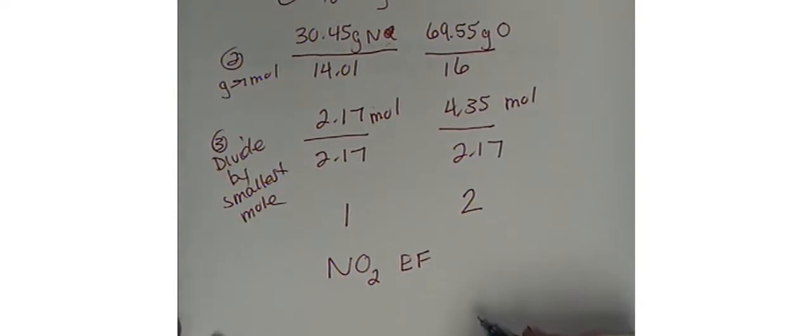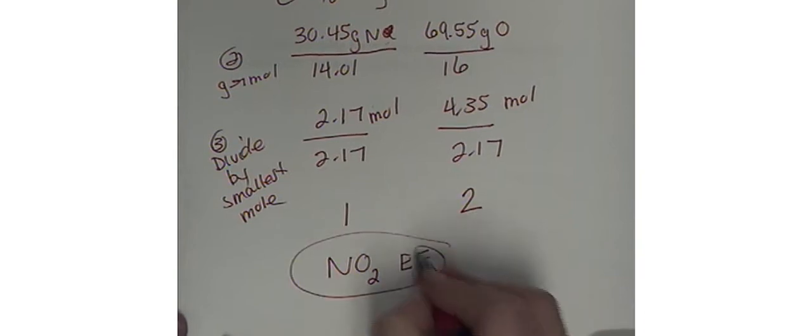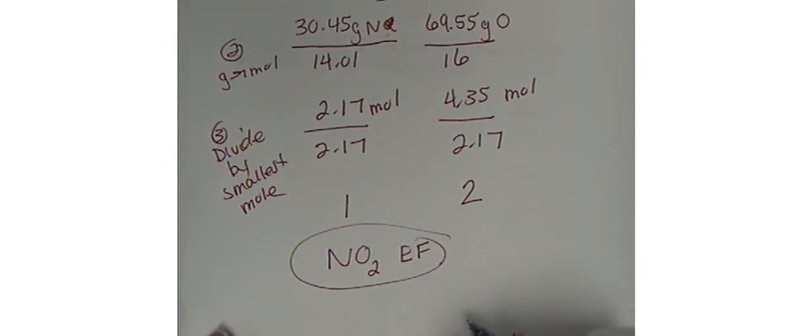Now take a moment and name it. Ask yourself a couple of questions. Is it an acid? No, because it doesn't start with a hydrogen. Is it a metal and a nonmetal, or is it 2 nonmetals? 2 nonmetals. And do you remember what the rule is? When you have 2 nonmetals, you're going to use what?